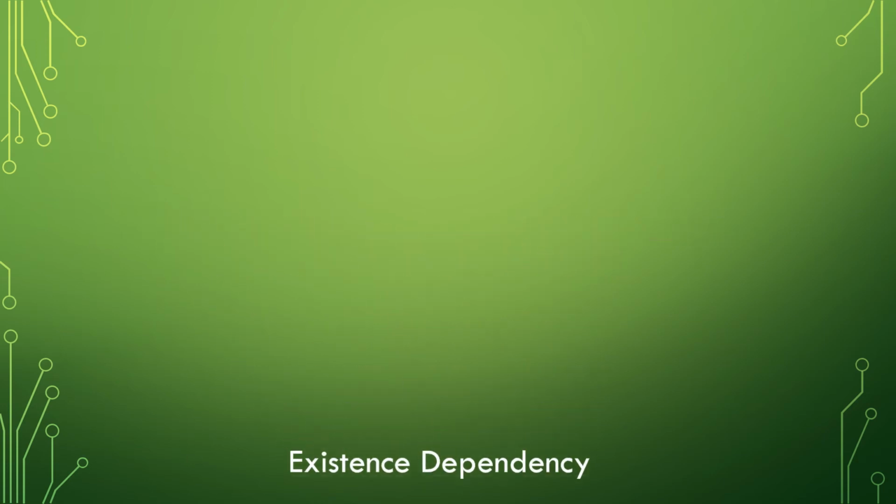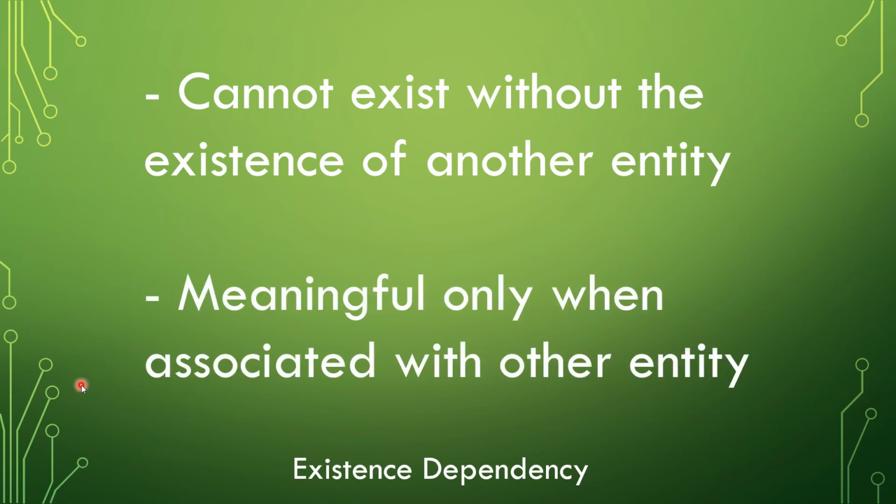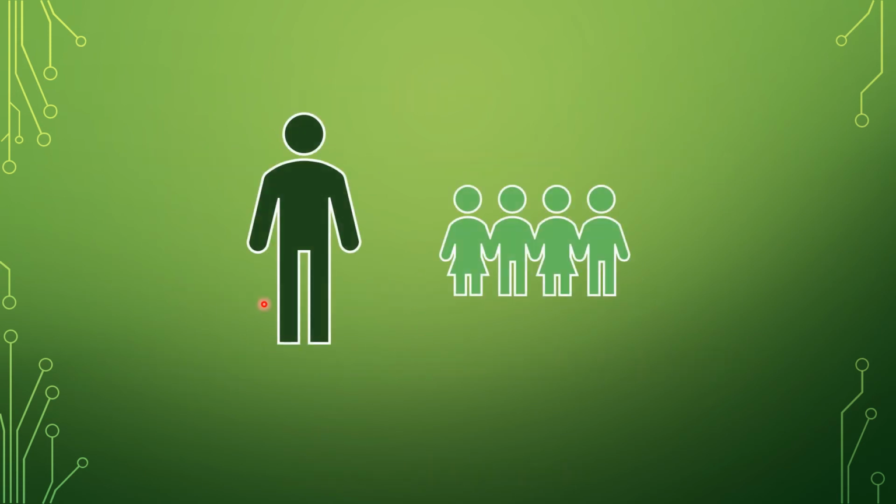First, let's talk about what is existence dependency. Existence dependency is when an entity cannot exist without the existence of another entity, and it's only meaningful when associated with other entity. To have a clearer idea of what is existence dependency, let's look at this example.